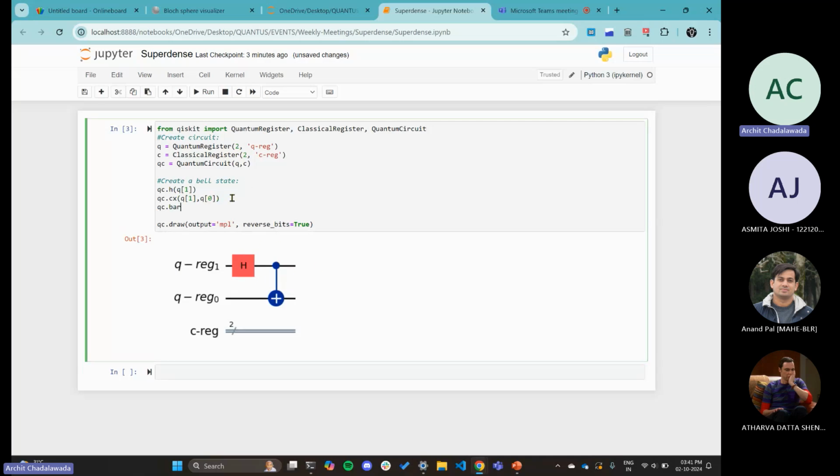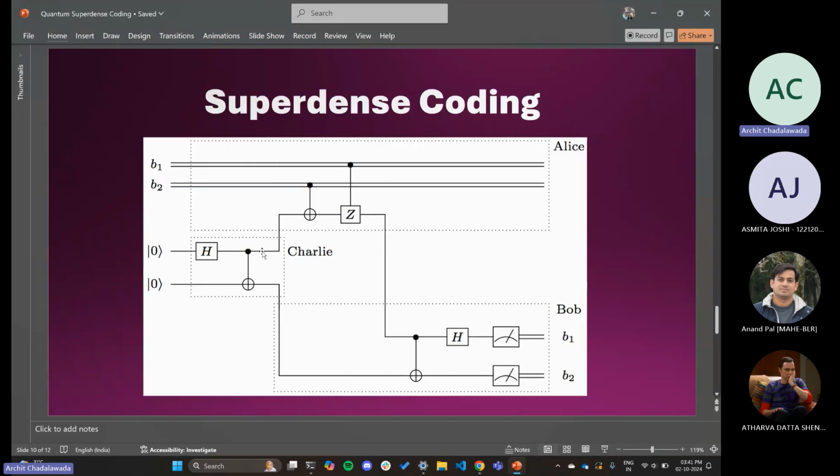And just for aesthetic purposes, I'm going to add a barrier. As you can see, a barrier just adds a dotted line. So we've created the first part of the circuit. Now, based on the input bits, which is some two-bit string, we want to apply at Alice's end to encode the superdense message. With the first bit, we might apply the Z gate based on if it's 0 or 1. And with the second bit, we may apply the X gate if it's 0 or 1.